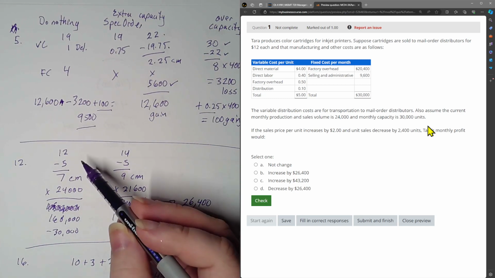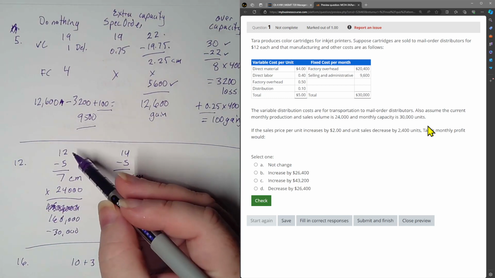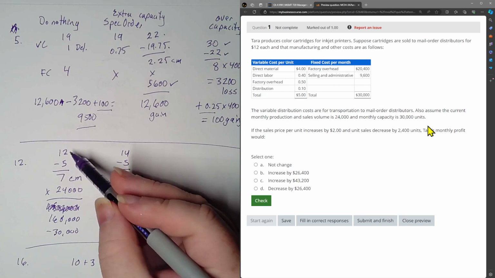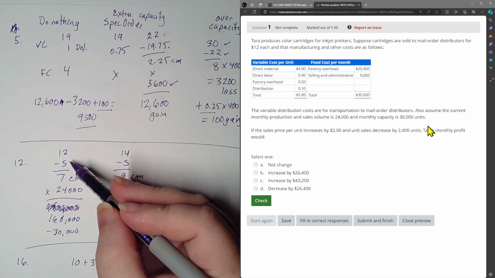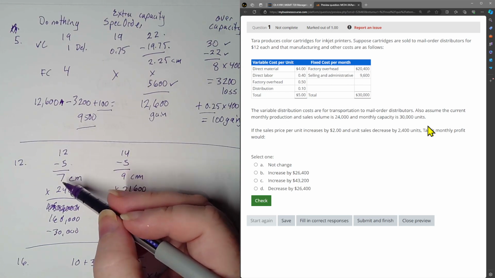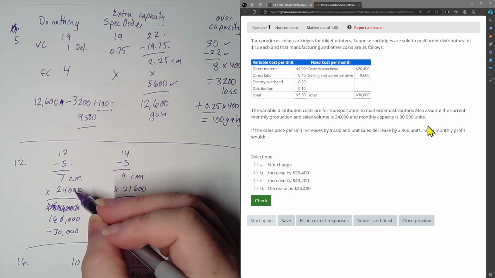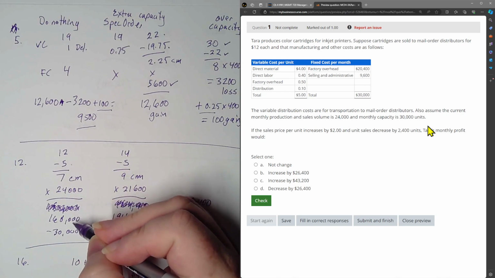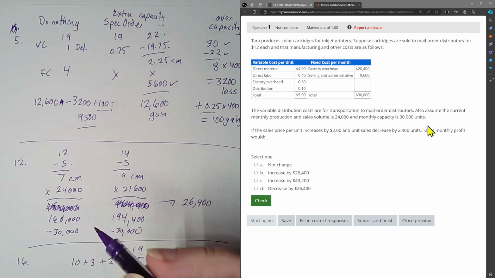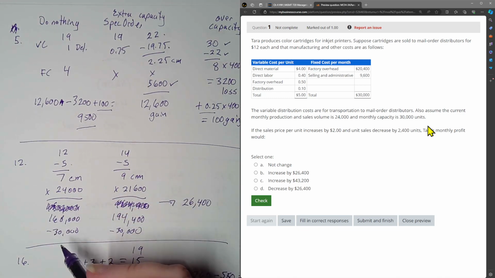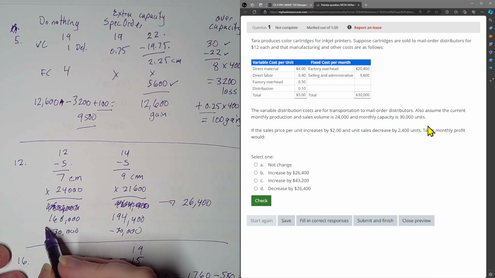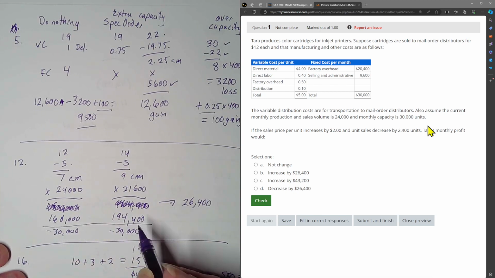So what I've charted out here is, if the current situation is a selling price of $12 minus variable costs of $5, that equals $7 of contribution margin. 7 times the volume of 24,000 equals 168,000. You notice I had scribbled out something here and I put minus 30. Sort of ignore the minus 30 for right now.